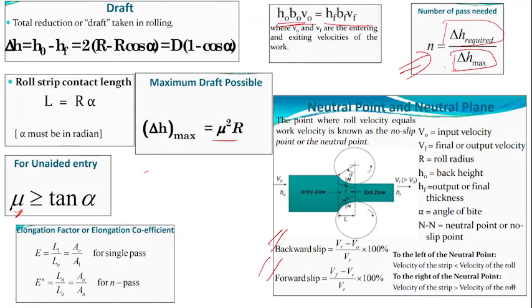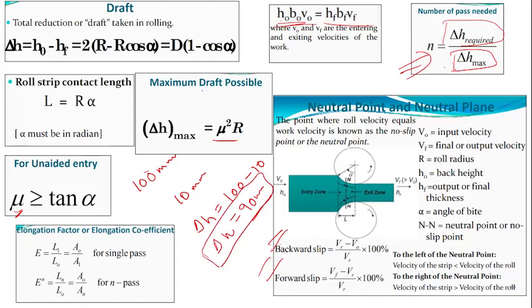Suppose I have a 100 billet, or you can say slab. I have a 100 slab, and I want to do reduction, and I want the final thickness as 10. So what will be the maximum draft possible? What will be the draft here? We want our draft to be 100 minus 10, that is 90. So 90 draft we want, right?